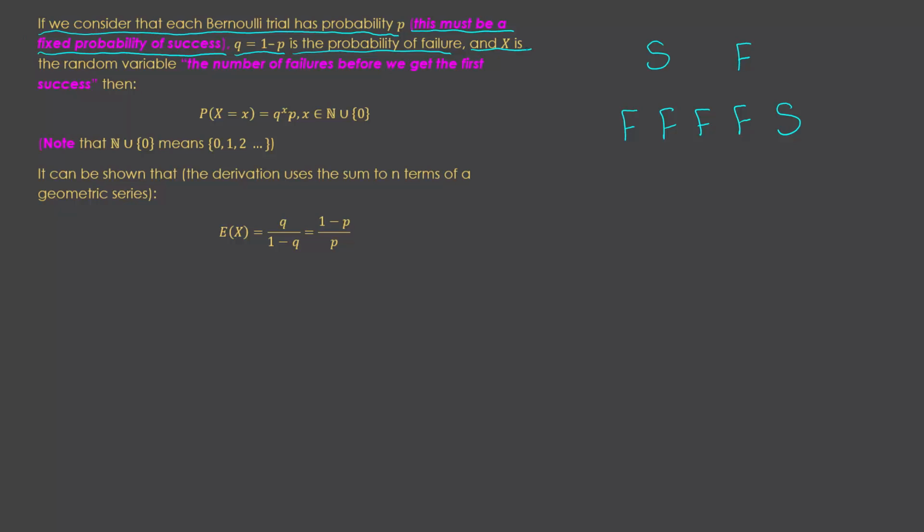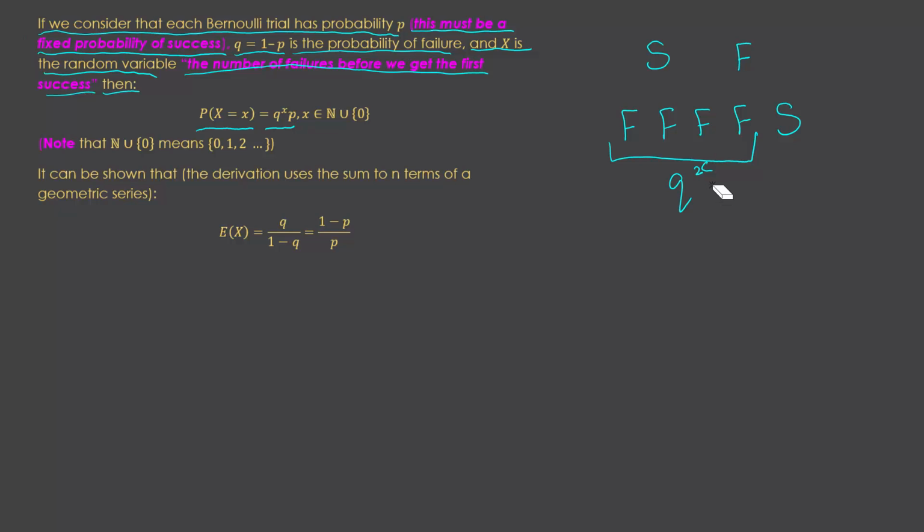Let's define X as the random variable, the number of failures before we get the first success. Then, the probability that X is equal to x is equal to Q to the power x times P. In other words, Q to the x gives us the probability of this happening.